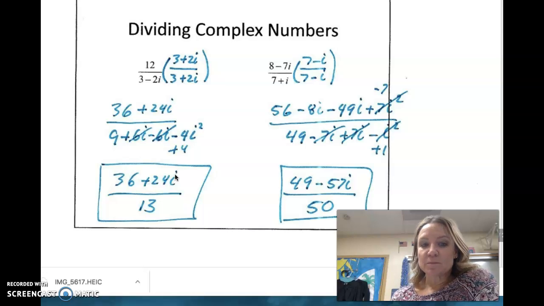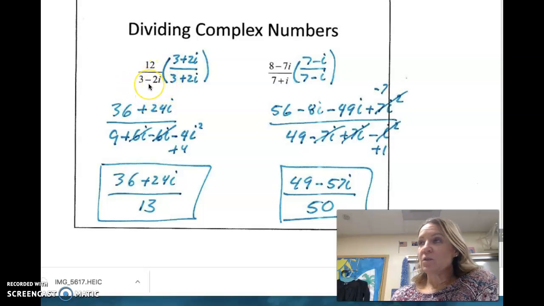Today we're going to talk about dividing complex numbers. In the previous lesson we did adding, subtracting, and multiplying. All right, so what we want to do is dividing. We're going to write it as a fraction, so the numerator over the denominator.